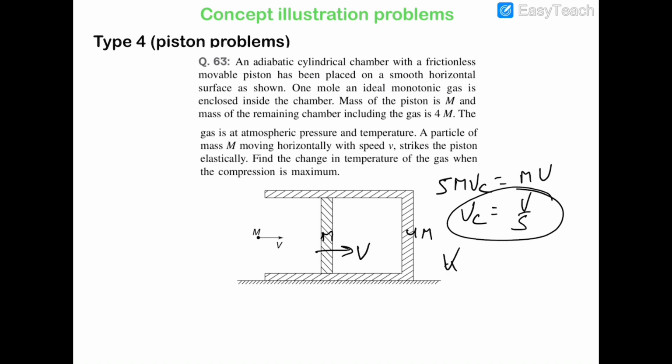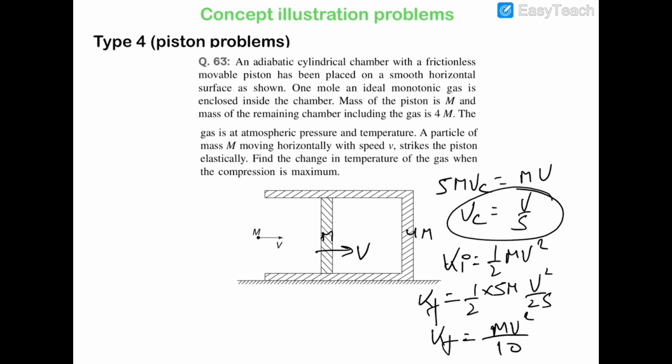Now initial kinetic energy was half mv square, and final kinetic energy is half, mass is 5m and velocity is v by 5, so v square by 25. So final kinetic energy is mv square by 10, and the change in kinetic energy delta K is half mv square minus 1 by 10 mv square. So this change in kinetic energy will be 2 by 5 mv square.